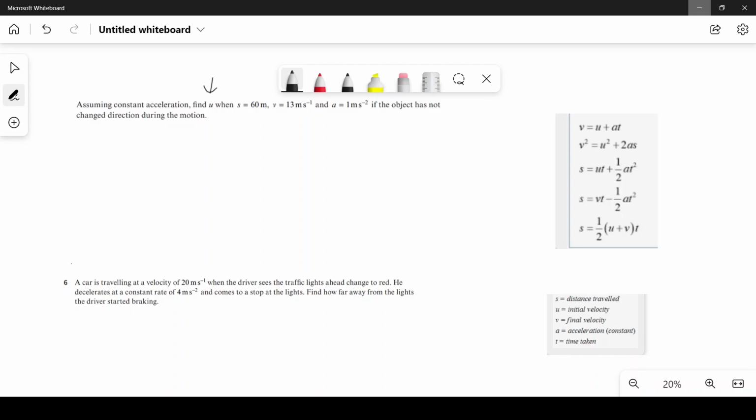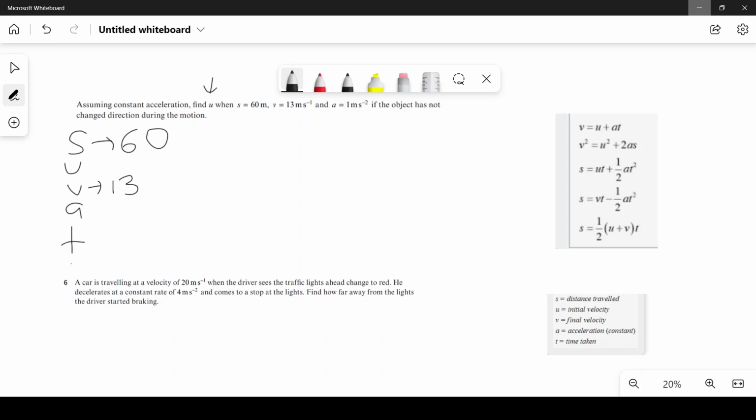We write down these equations using the acronym SUVAT, where S stands for displacement, U is initial velocity, V is final velocity, A acceleration, T time. And then we label what we are sure we have. So we have the displacement, which is 60. We have the final velocity, 13.